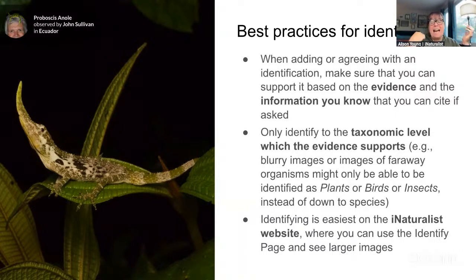And then finally, IDing really is easiest on the iNaturalist website, iNaturalist.org, where you can use the identify page, which is a page that we've made to help in the identification process, make it easier for identifying, and where you can also see the larger images. You can ID on your phone. It's just much easier to do it on the website itself.